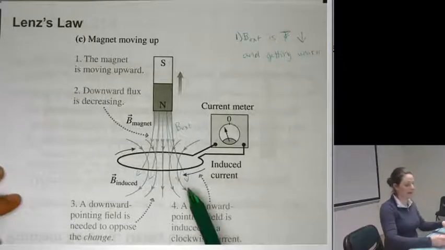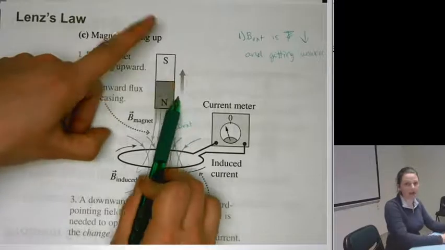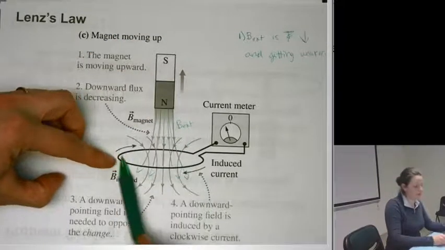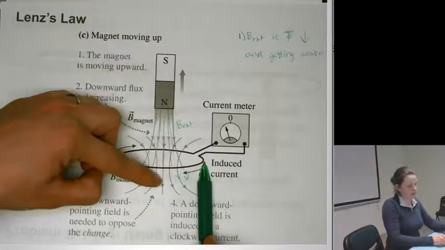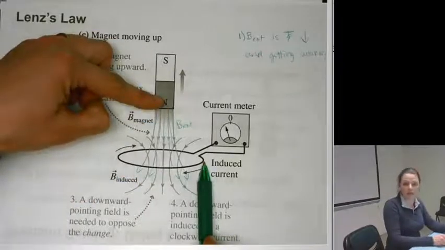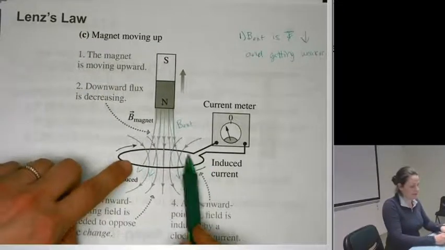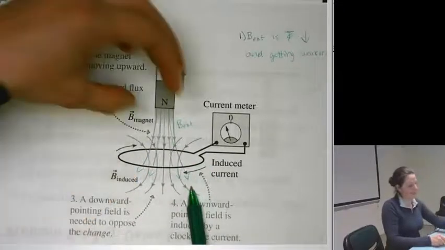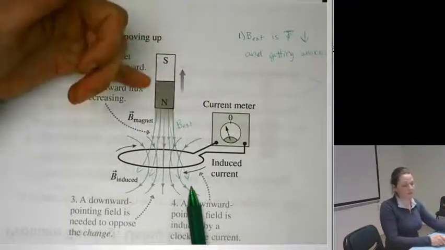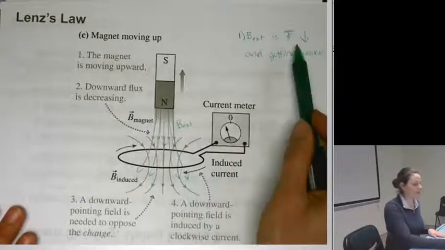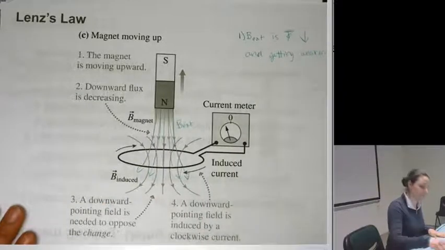So what I mean by that is that as this magnet moves up, it's getting farther away from the loop. So from the perspective of the loop, the flux through this loop is going to get smaller, right? Flux is how many of these little magnetic field lines end up traveling through the loop. If the magnet is farther away, we have less influence from the magnet, and fewer of these lines will go through the loop. Okay, so B external is going down and getting weaker.